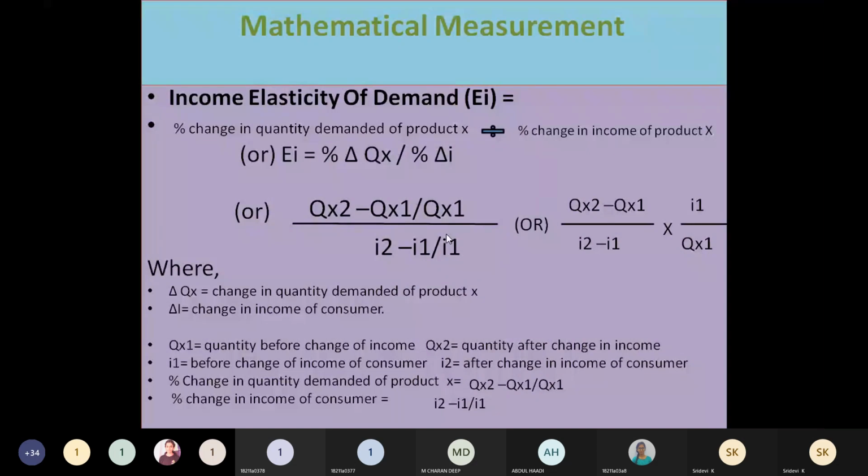I am not repeating the graphs again. The same graphs you use, and in place of price, you replace it with income. That's all you use. Once you learn price elasticity, you can write all these things.